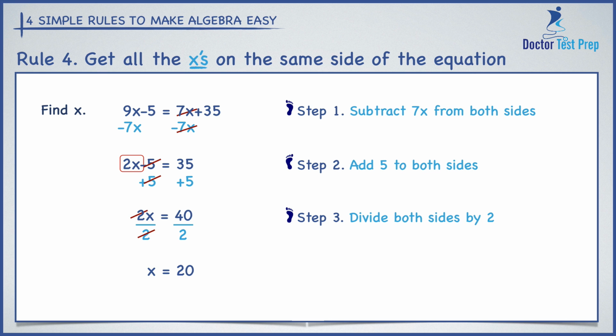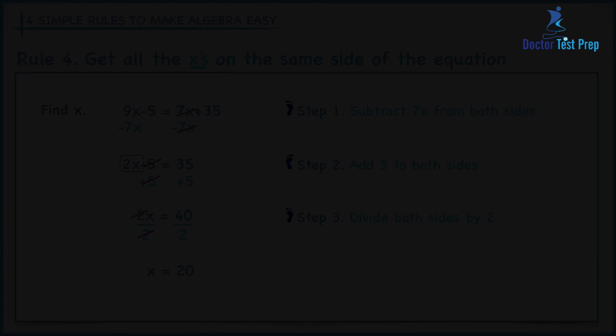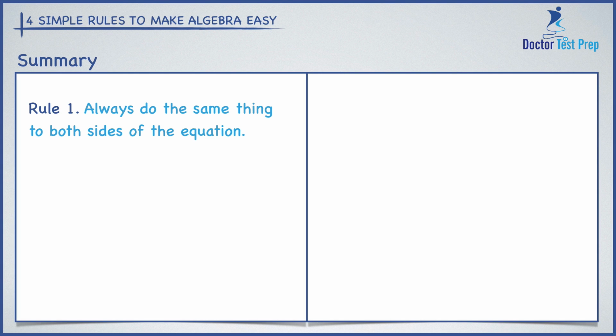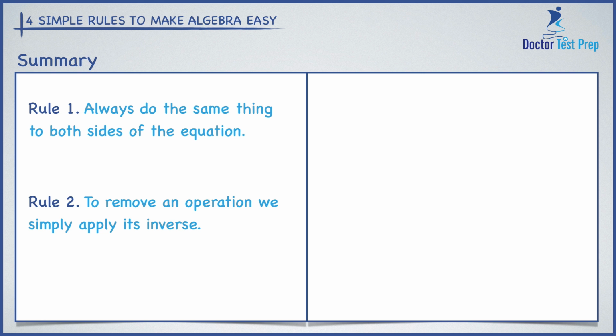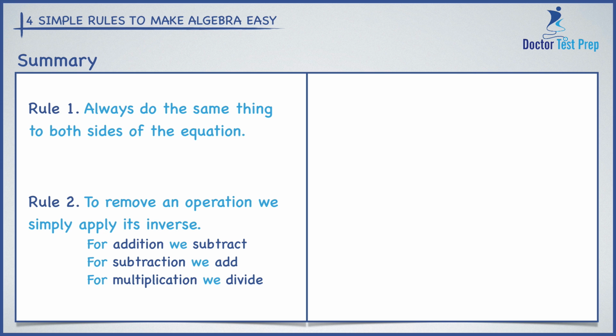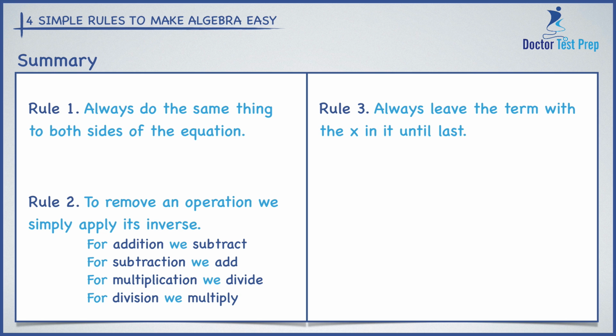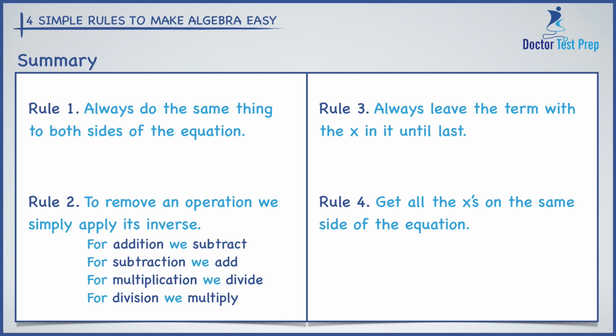Okay, so let's quickly summarize the 4 rules that we've just discussed. Rule number 1, always do the same thing to both sides of the equation. Rule number 2, to remove an operation, we simply apply its inverse to both sides of the equation. For example, if we had an addition, we subtract. If we want to get rid of subtraction, we add. If we want to get rid of a multiplication, we divide. And if we want to get rid of a division, we multiply. Rule number 3, always leave the term with the x in it until last. And rule number 4, get all the x's on the same side of the equation before you begin.